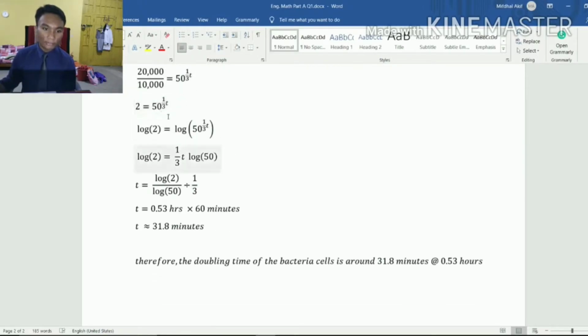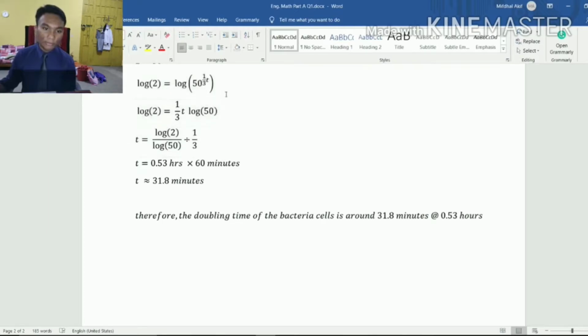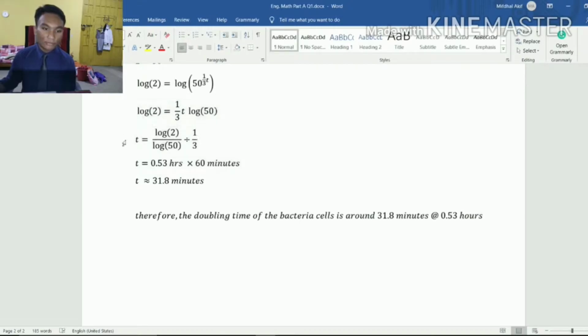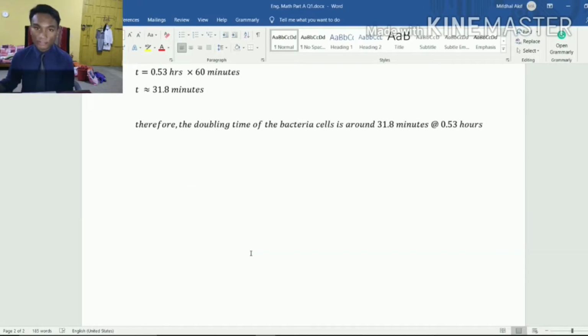We can apply logarithm to both of these, and with the logarithm law you know that the power can be moved to the front, and then we just simply divide both of these and move t to the side. So after this we derive and bring t to the side, so we got log 2 divided by log 50 divided by 1 over 3, and we got 0.53 hours, times 60 minutes to make it easier. So t, the time taken for the doubling, is around 31.8 minutes. Therefore the doubling time of the bacteria cells is around 31.8 minutes or 0.53 hours to double from, let's say, 10,000 to 20,000 or 20,000 to 40,000. That's all for me. Thank you very much.